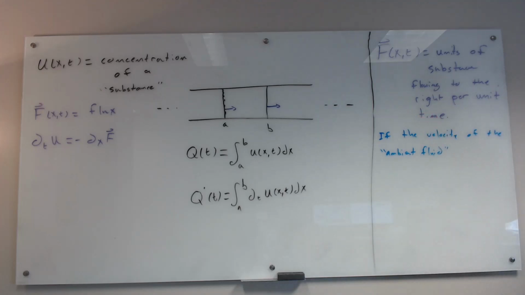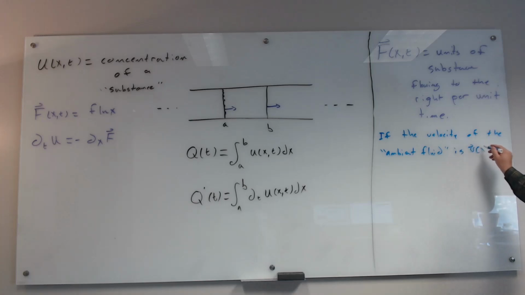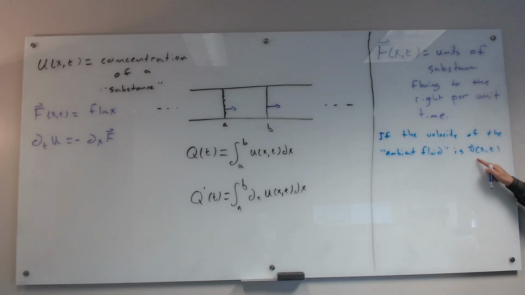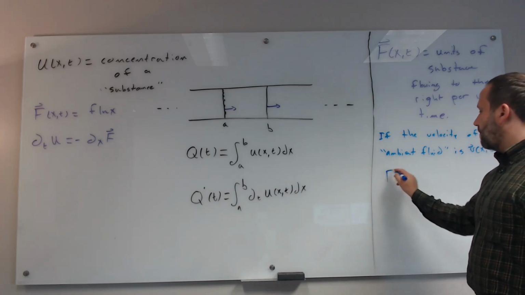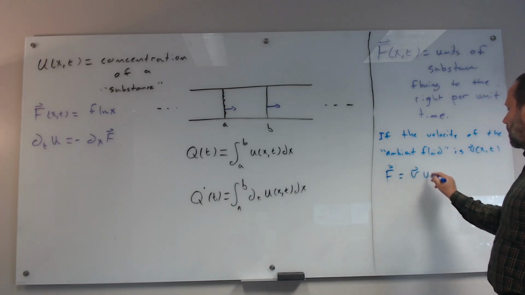The velocity of the ambient fluid is v of x, t, and again, I'm going to make v a vector. Conceptually it's a vector. You just have one spatial dimension, so it's only a scalar, but I want to think about it conceptually as a vector. If the velocity of the ambient fluid is v meters per second, or whatever our units are, then f is going to be equal to v times u.